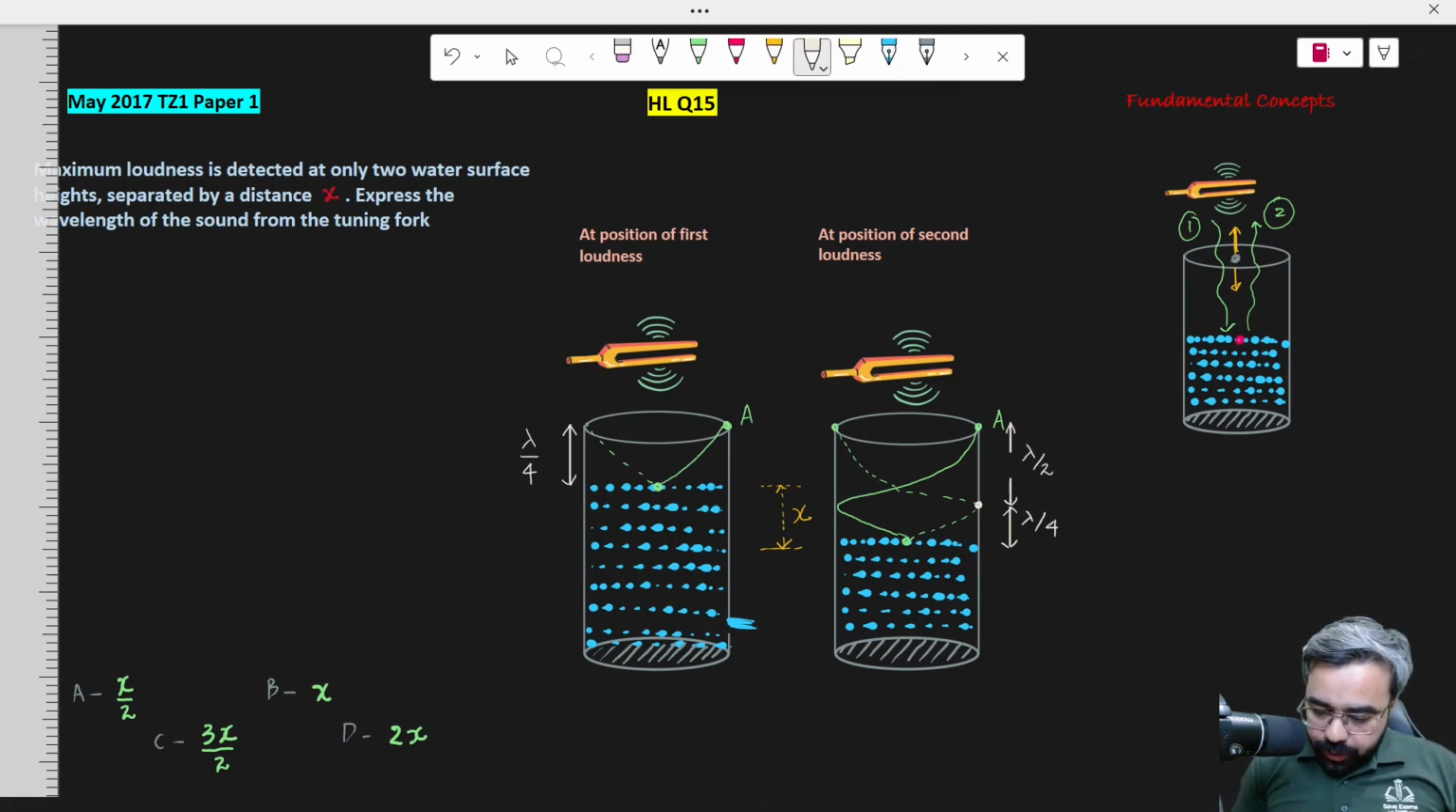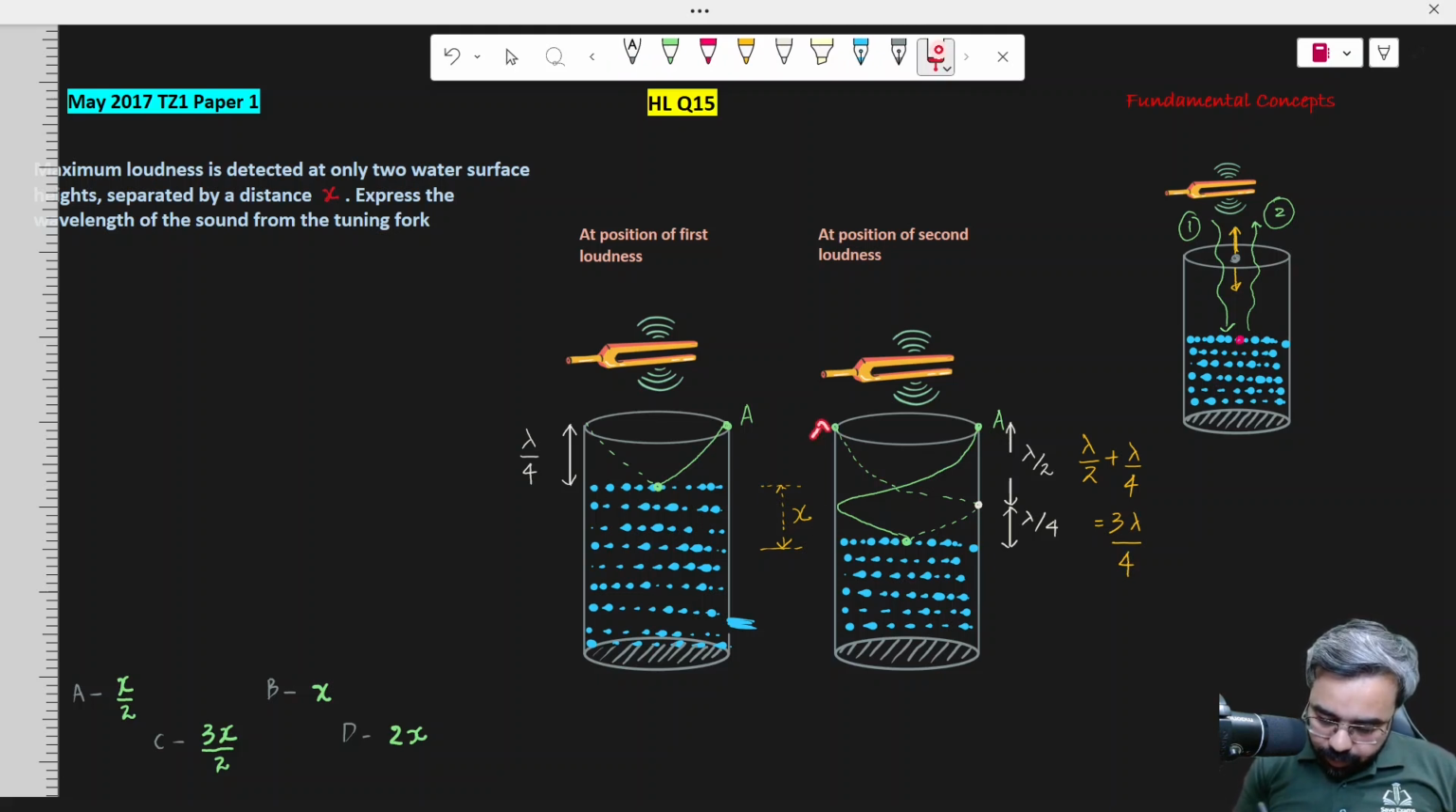So the total distance, you should just simply add them. So lambda over 2 plus lambda over 4, that must be equal to 3 lambda over 4. So why not if we subtract this distance and this distance, that must be equal to x, right? Do you like this idea?